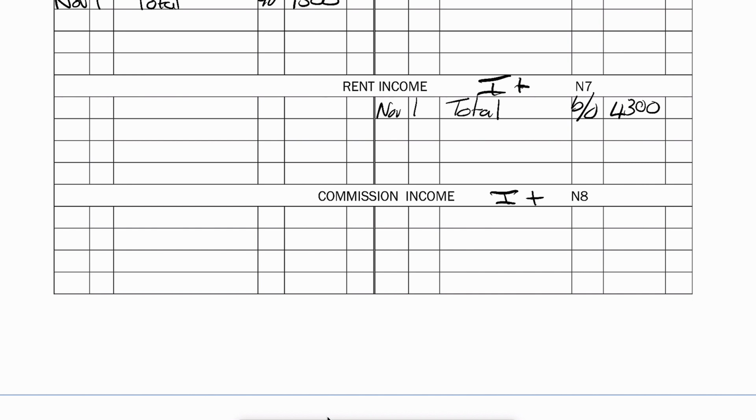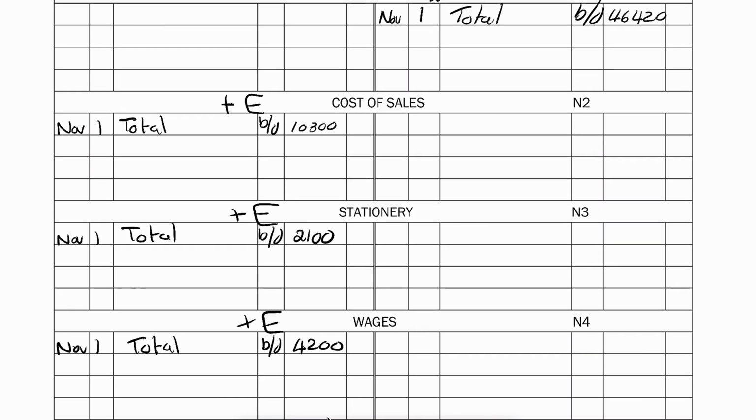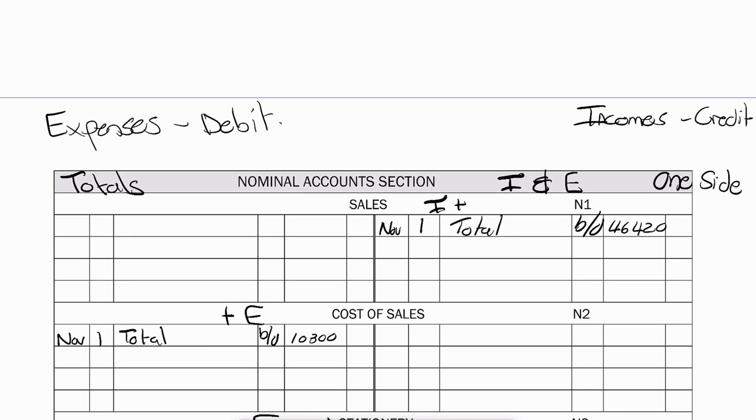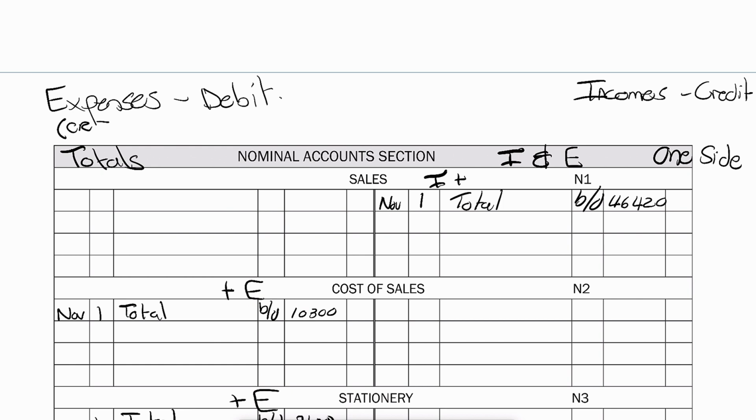Commission income, again it's an income. On November the 1st we have our total brought down, and our total for commission income was 20,000 Rand. Alright, now what we need to do, remember incomes and expenses either take place in the CRJ or CPJ. So expenses all take place in the CPJ, and incomes all take place in the CRJ.